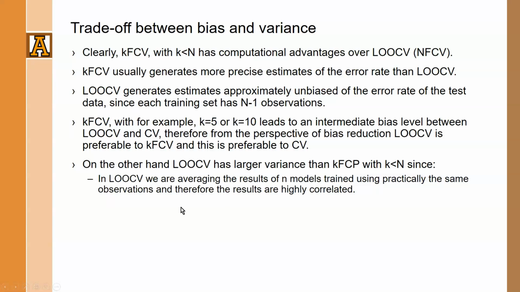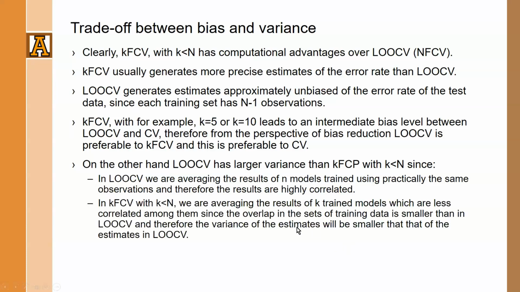And this is what we discussed earlier: in leave-one-out cross-validation, we're averaging the results of n models trained with essentially the same set of data, so it has higher variance because the results are highly correlated. In k-fold cross-validation, we're averaging the results of k trained models, which are less correlated. If we do repetitions, at least 3 repetitions, then that variance is reduced even further. So that's why it's convenient to always do repetitions.